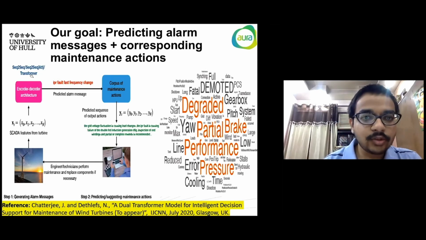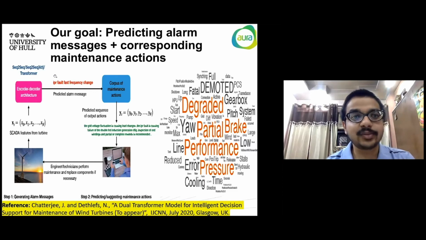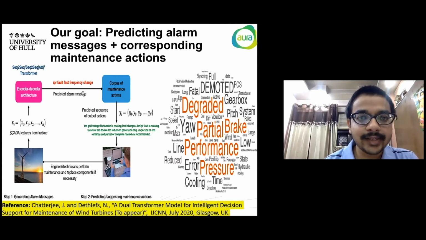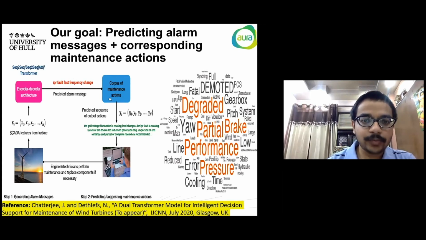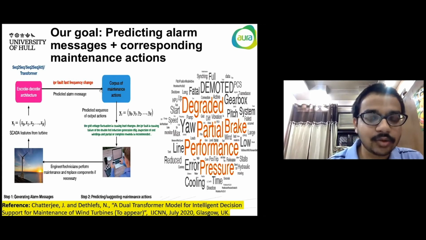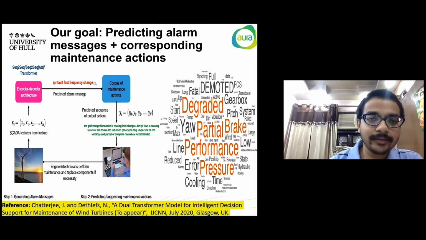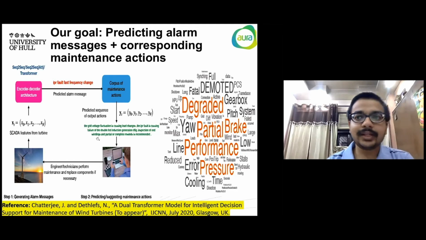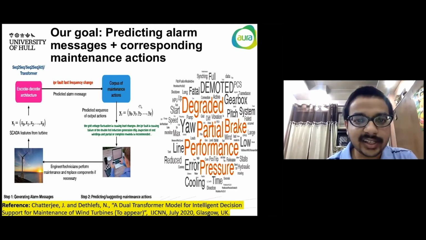Based on this, we are trying to use these types of models in taking in the types of alarm messages, and based on the alarm type, we are trying to predict the corresponding maintenance action. So if there is a fault in the IPR fault fast frequency change, we are trying to generate the corresponding maintenance action that the engineer and technician can look at, and he can make the appropriate decision.